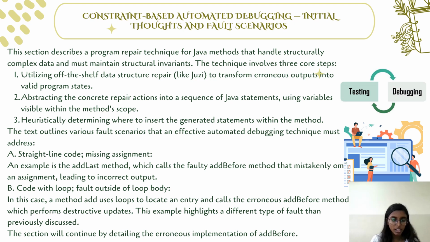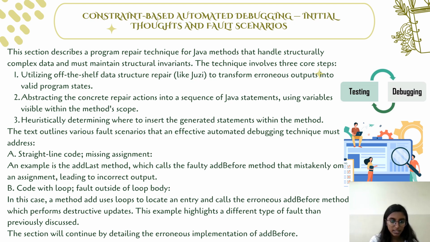The text outlines various fault scenarios that an effective automatic debugging technique must address. A: straight-line code with a missing assignment. An example is an addLast method which calls the faulty addBefore method that mistakenly omits an assignment, leading to incorrect output.